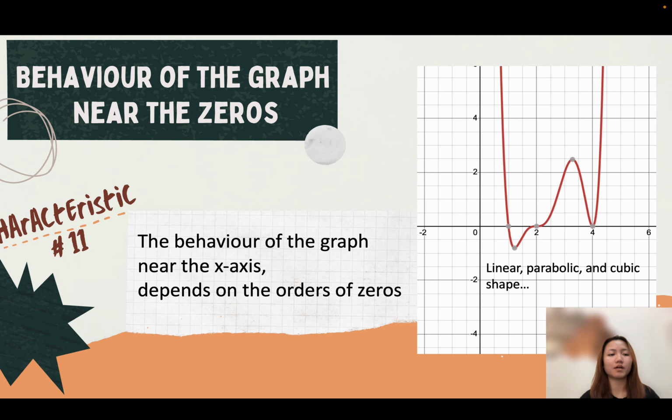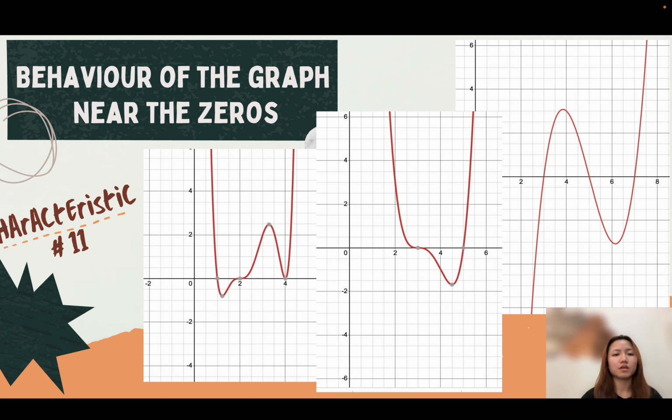Now 11 is going to talk about the behavior of the graph near the zero. The behavior of the graph near the zero depends on the order of the zero. You can see it depends on the order of the zero. This one is cubic. This one is quartic.